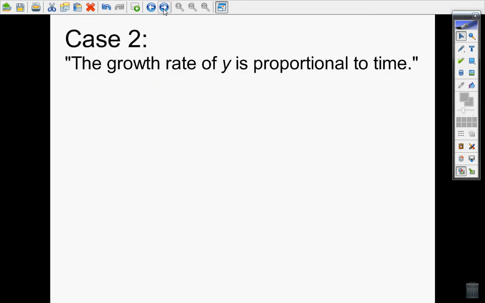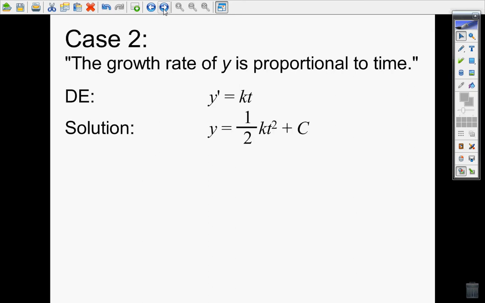Case 2. The growth rate of y is proportional to the time. The differential equation in this case is y prime equals a constant times t, where k is a constant of variation. The general solution for this differential equation is y equals 1/2 k t squared plus a constant.